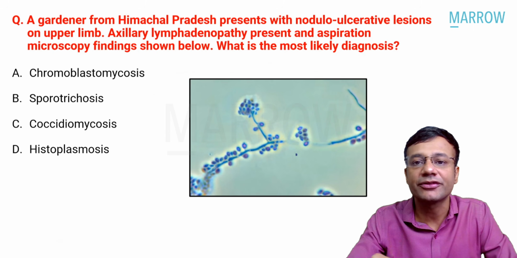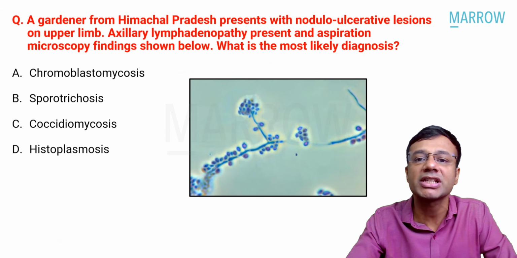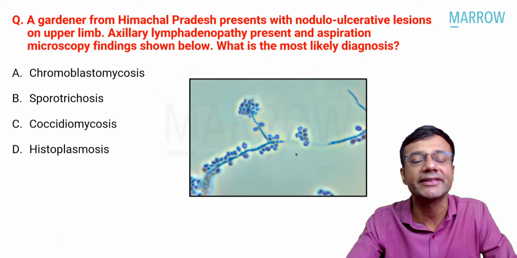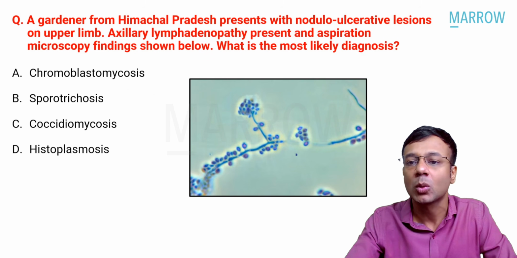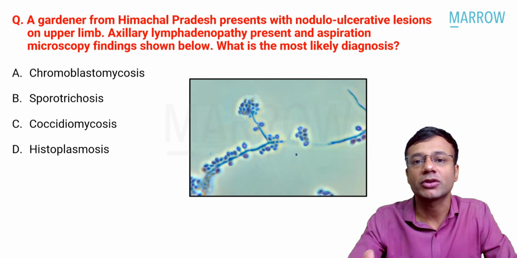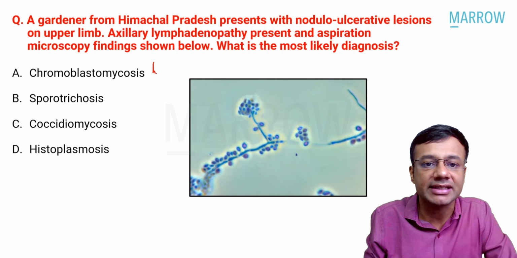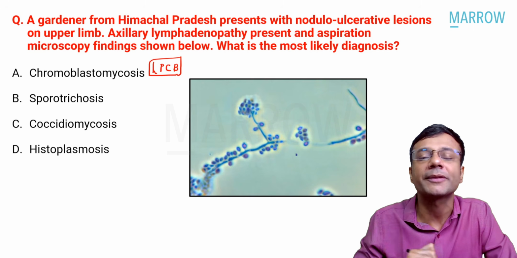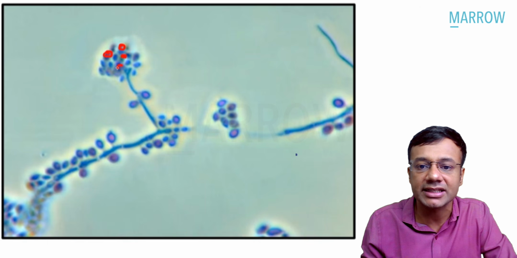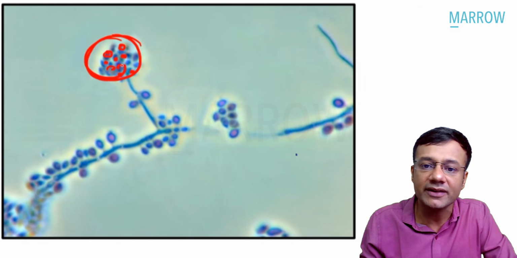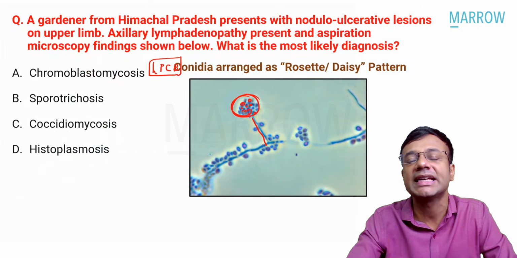Let's take up the second question from infections. A gardener from Himachal Pradesh presents with nodulo-ulcerative lesions on the upper limb. Axillary lymphadenopathy is present. Aspiration microscopy findings are shown below. What is the most likely diagnosis? On aspiration microscopy, we see this is the LPCB mount, which is the lactophenol cotton blue mount. And what we see on this mount is the presence of conidia, which are arranged in the form of a rosette or a daisy-like pattern.